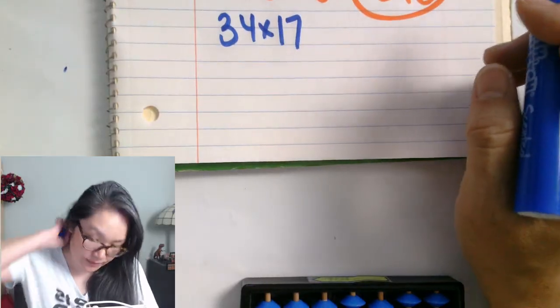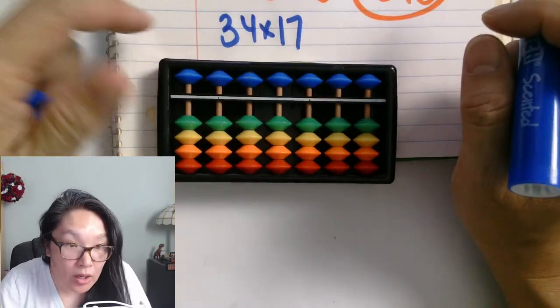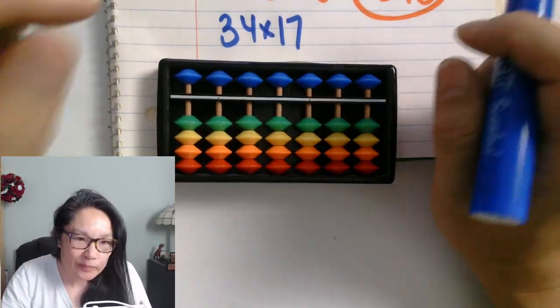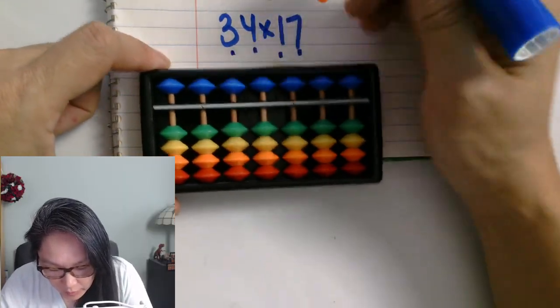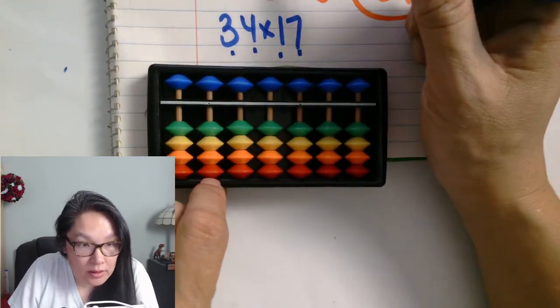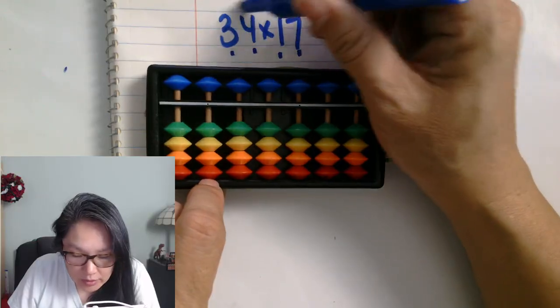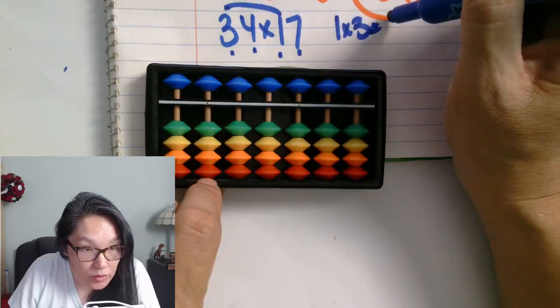So anyways, again, what are we doing? We are counting our digits. 1, 2, 3, 4. 1, 2, 3, 4. So the first thing we're going to do is left to right. We go left. 1 times 3 is equal to 3.